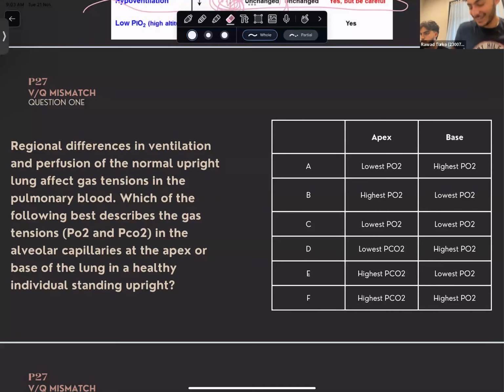It's a bit of a spoiler, but first question: regional differences in ventilation. Regional differences meaning differences within the same lung. Ventilation and perfusion of the normal upright lung affect gas tensions in the pulmonary blood. Which of the following best describes the gas tensions PO2 and PCO2 in the alveolar capillaries at the apex, at the top, or the base of the lung in a healthy individual standing upright? So basically they're saying, what do you see in the apex, or what do you see in the base? That's what they're saying.